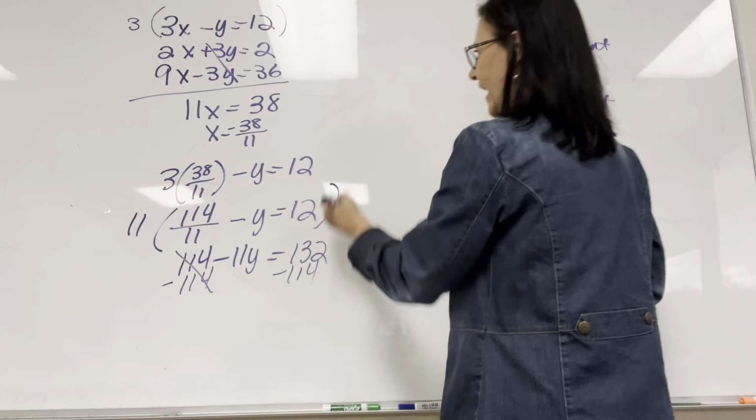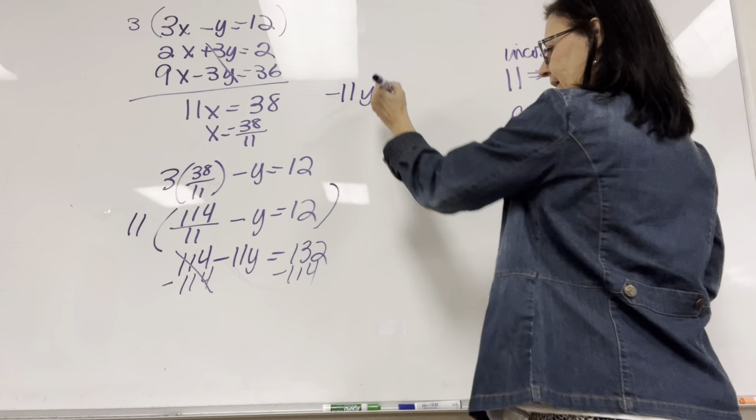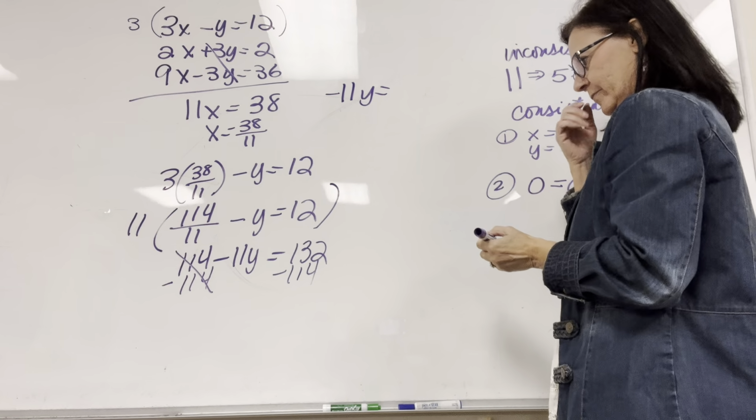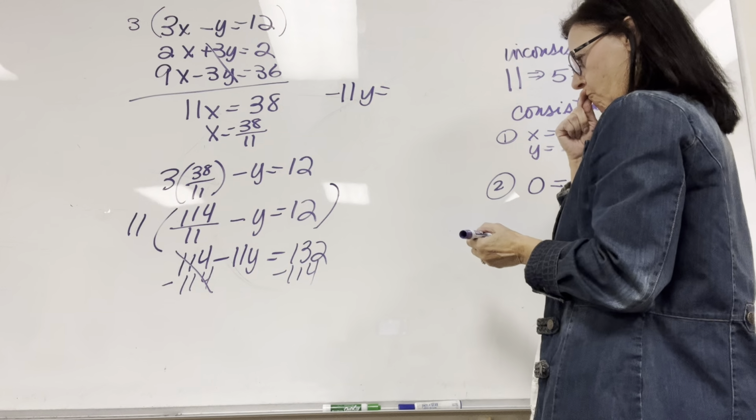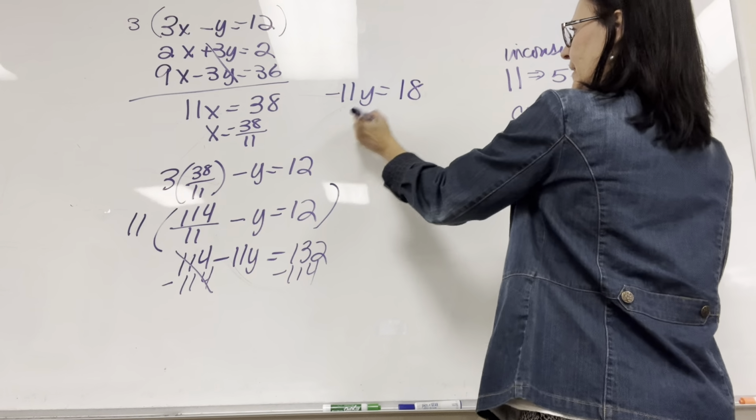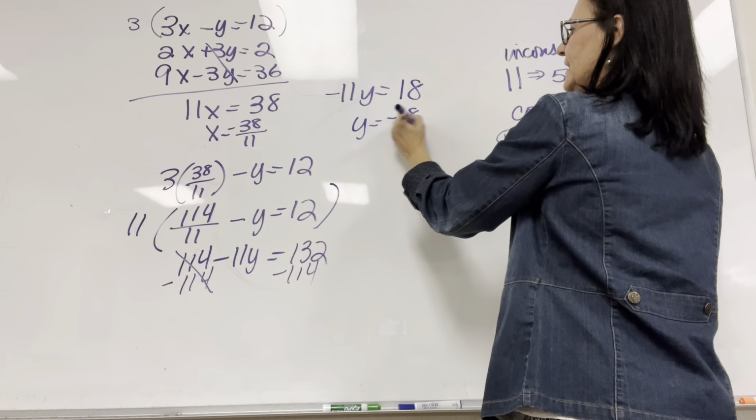What do we have? Negative 11y equals, what do we have? 18? Yes. Is it 18? So y is negative 18 elevenths.